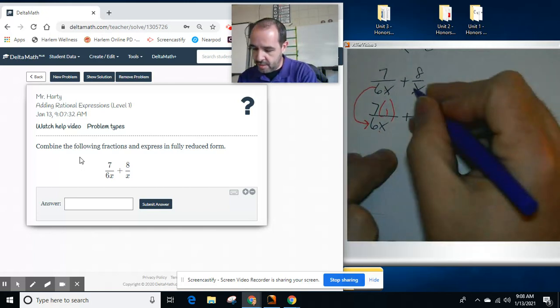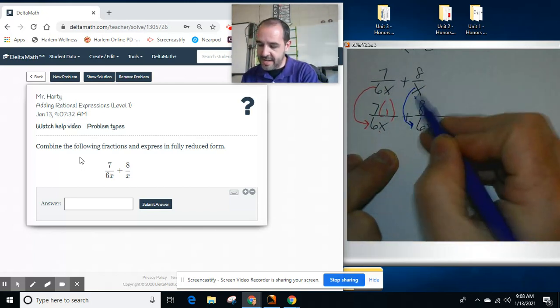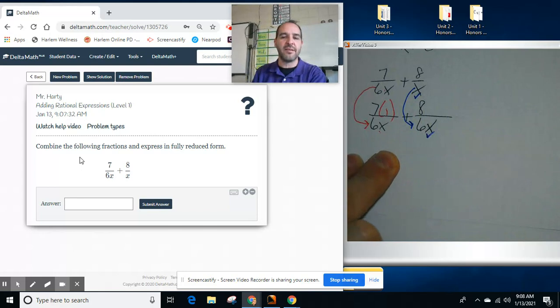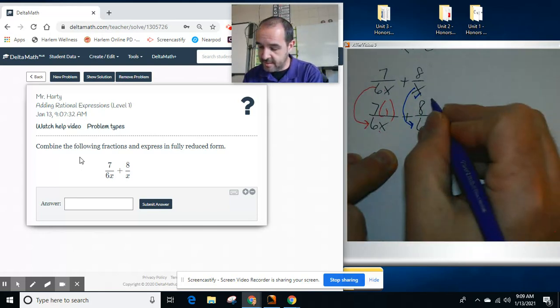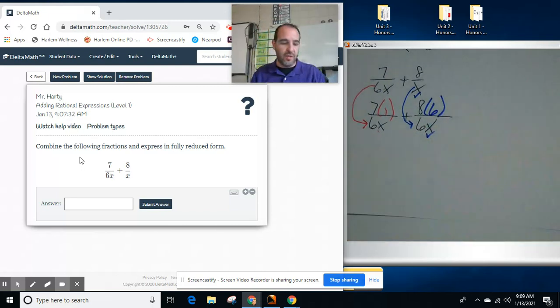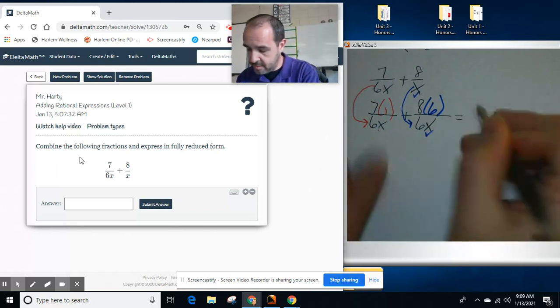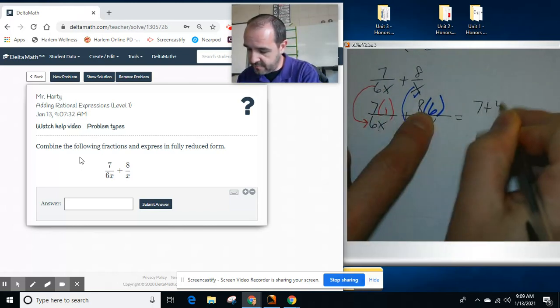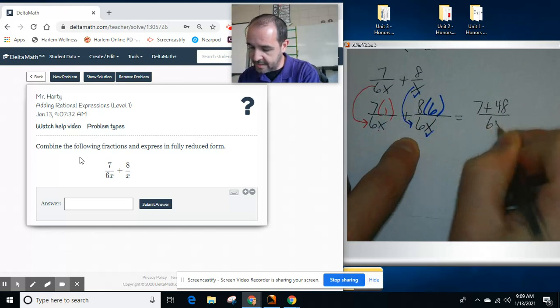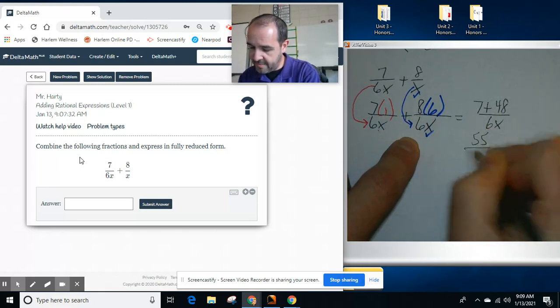Now I do it on the next one. I've already got the x. Oh yeah, when we check things off, I didn't check off the 6. So since I didn't check off the 6, that needs to be multiplied into my numerator. So it's like a puzzle. Whatever pieces we don't have, we add. We're kind of creating our own. And so now I'm just going to simplify this. So 7 plus 48 over 6x, 55 over 6x.